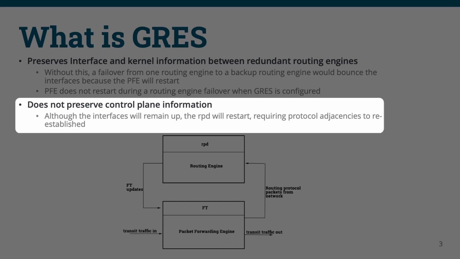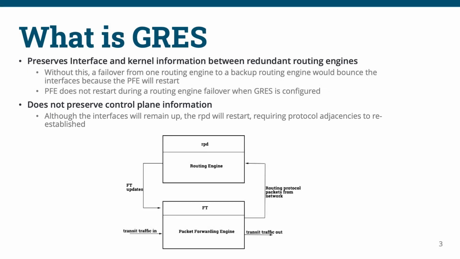Something GRES will not do, however, is maintain any control plane state information between the redundant routing engines. If a switchover occurs, the RPD process must start up again on the backup RE and requires protocol adjacencies to be reestablished. So, this saves some time in restoring full functionality from a routing engine switchover, though it isn't perfect. Let's review some of the operational information about having redundant routing engines before we go over the configuration of GRES.